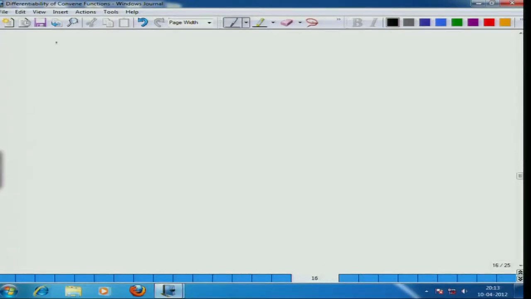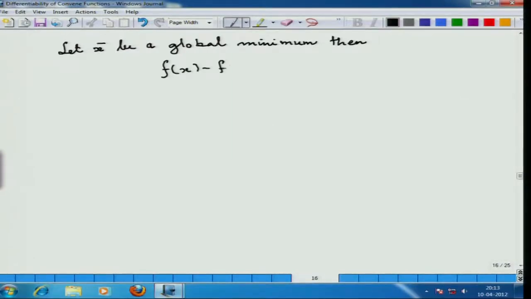Okay. Now, let x bar be a global minimum. You know, in convex optimization, there is nothing like a local minimum. Let x bar be a global minimum, then f(x) minus f(x bar) is greater than or equal to 0 for all x.